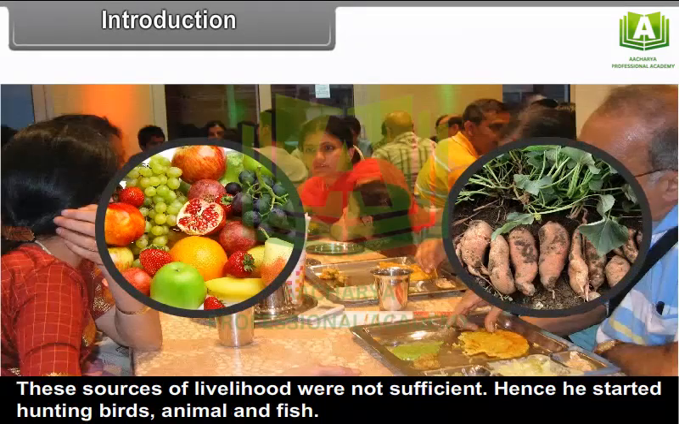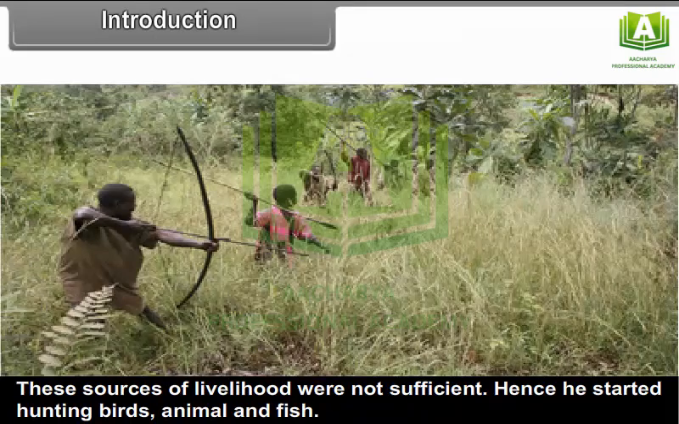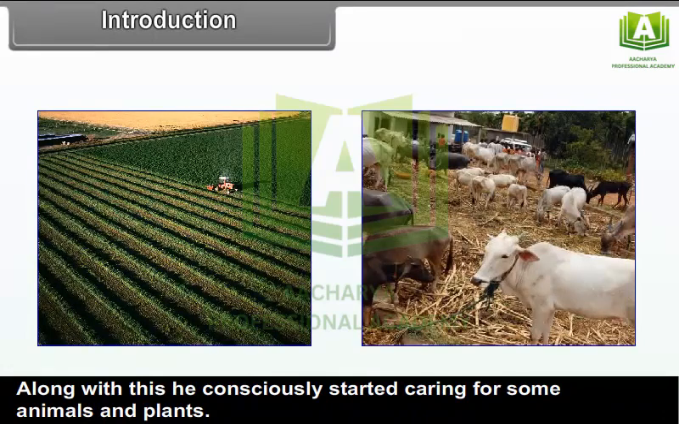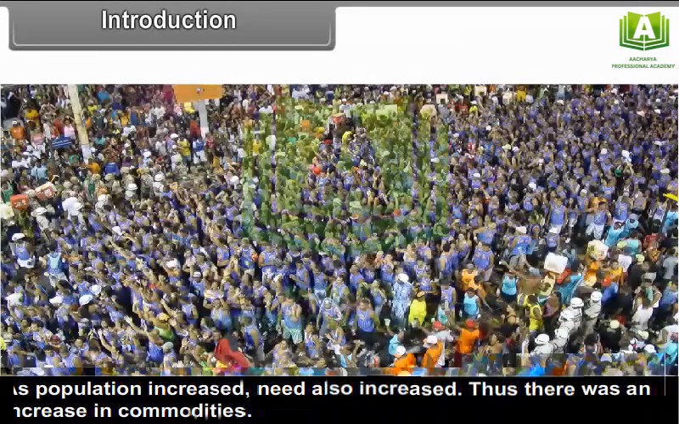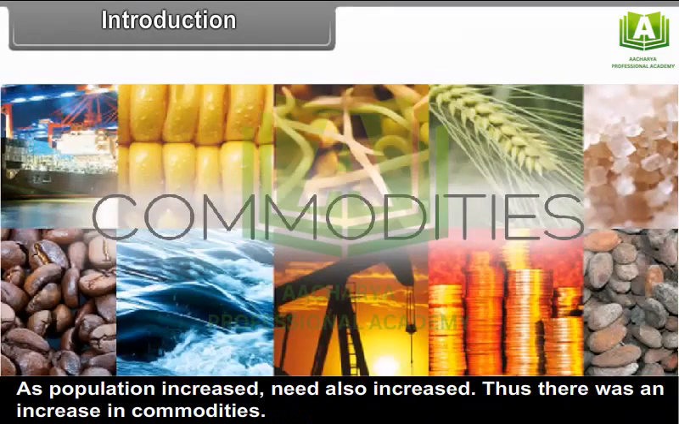These sources of livelihood were not sufficient. Hence, he started hunting birds, animals and fish. Along with this, he consciously started caring for some animals and plants. As population increased, need also increased. Thus, there was an increase in commodities.